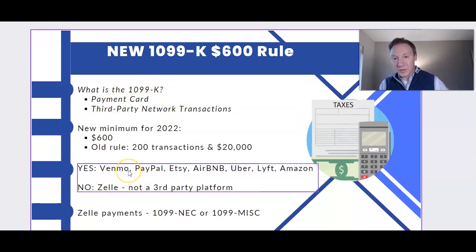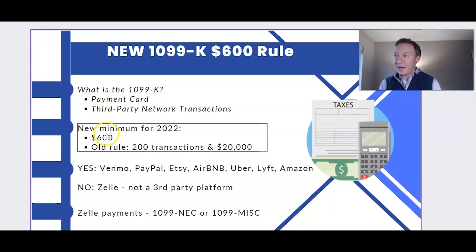Now, where does this 1099-K apply? Venmo, right? So if you receive payments from Venmo, from PayPal, from Etsy, Airbnb, Uber, Lyft, Amazon, all those type of companies, right? Credit card companies, right? MasterCard, Visa, you're going to get a 1099-K if you got paid over $600, okay?